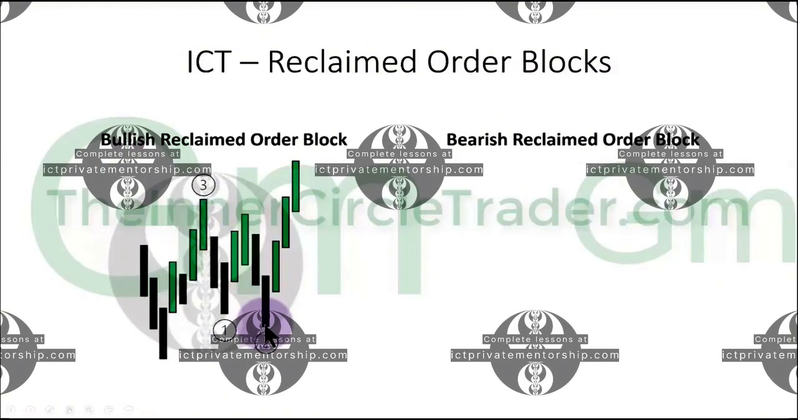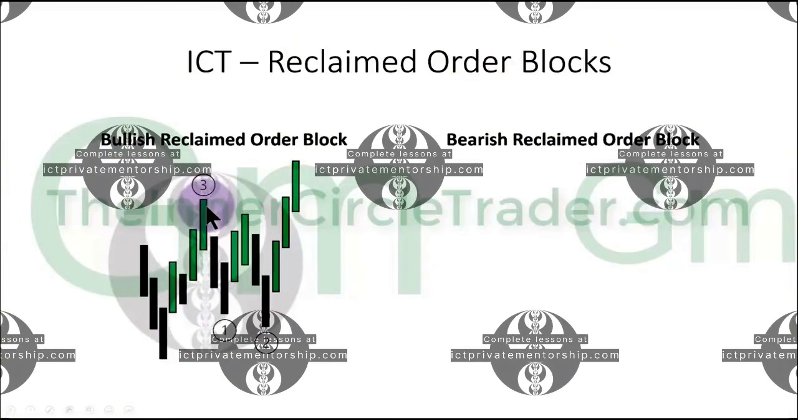What makes it a reclaimed order block is because we did not take out the high that formed the break in market structure. So we're stuck in what? We're stuck inside the dealing range between the low that starts the order block here and the high here. So every retracement since this candle's high, we're stuck in this dealing range.